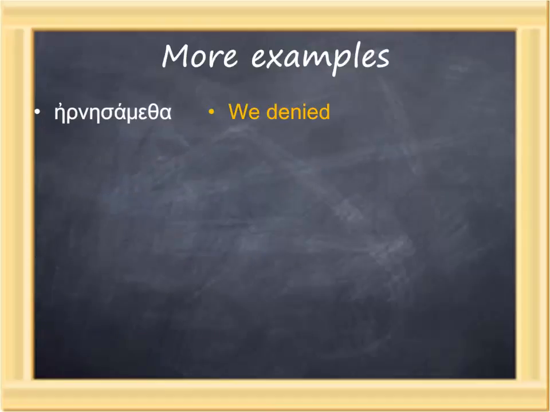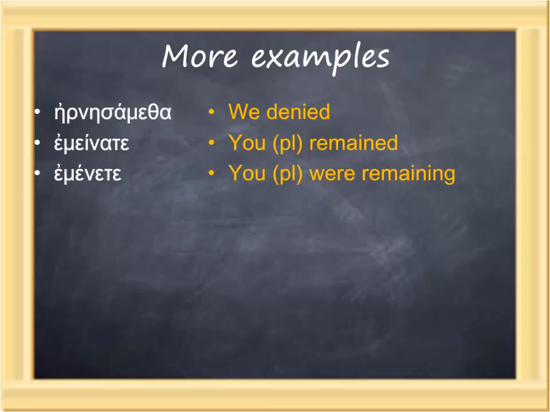Erne samatha is a deponent verb in the first aorist and would be translated we denied. Amenate is a liquid first aorist, you plural remained. Emenate is the imperfect form of the same verb, you plural were remaining. Notice the stem is a present stem, not an aorist stem, and the connecting vowel is an epsilon, not the alpha of the tense formative.